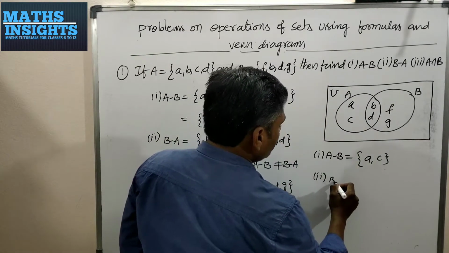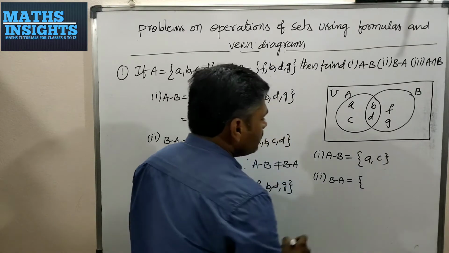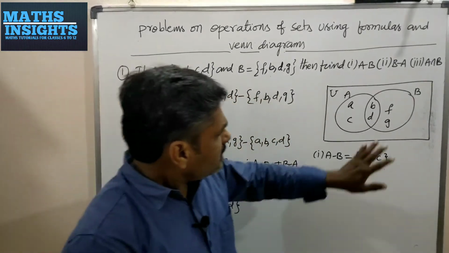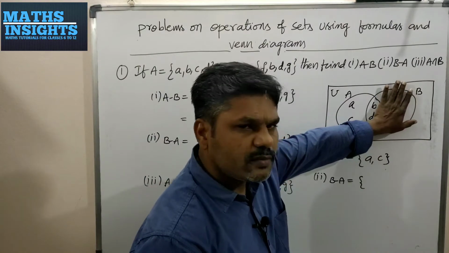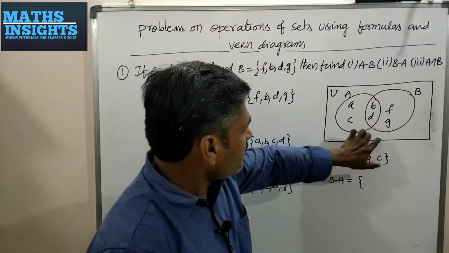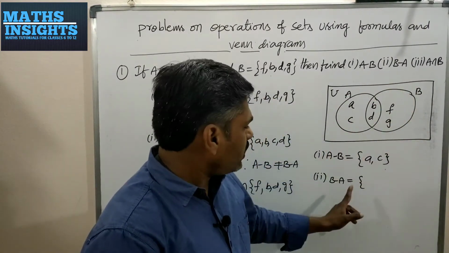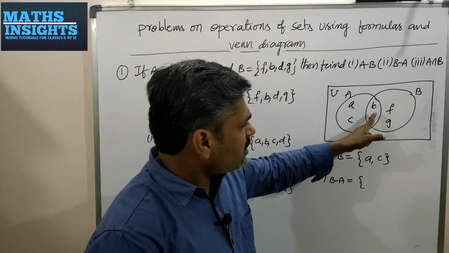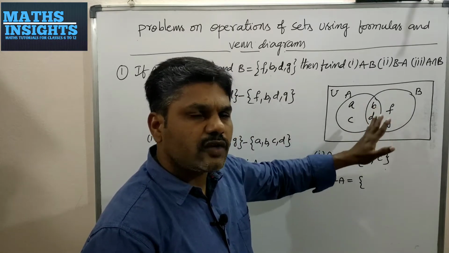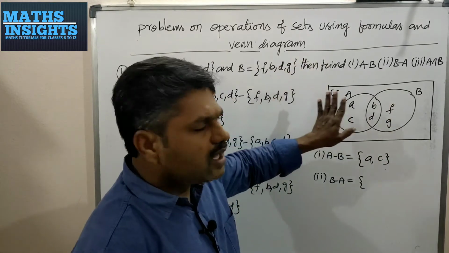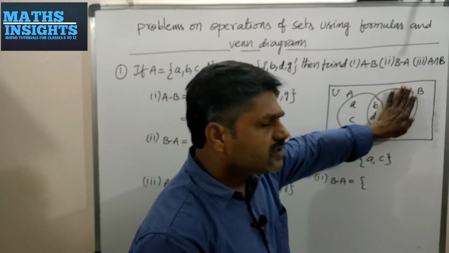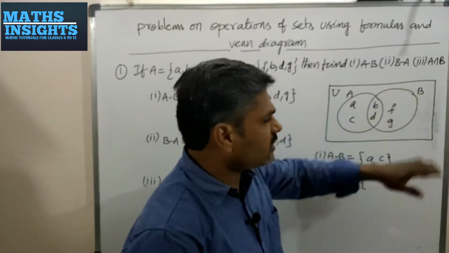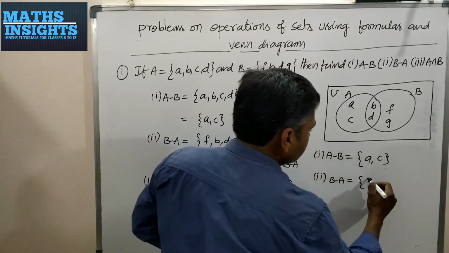Similarly, B minus A is the area which shows B minus A. That means this is B, and in this B you have to remove A. B and D are common to both A and B. Therefore, you have to remove this area and write the elements which are in this area, that means F comma G.